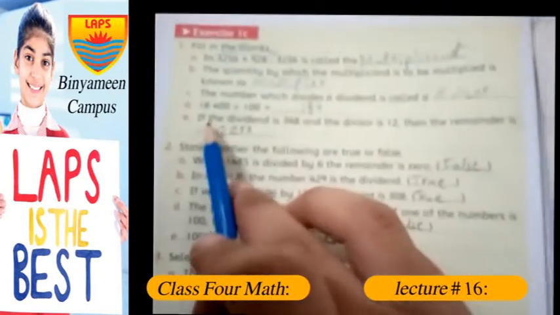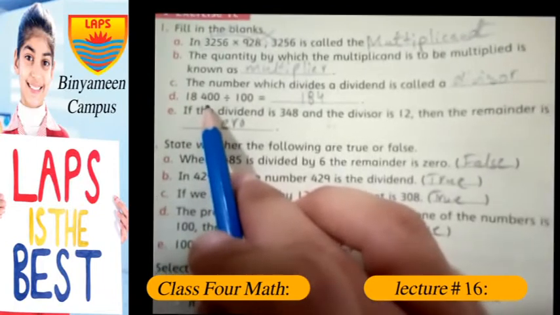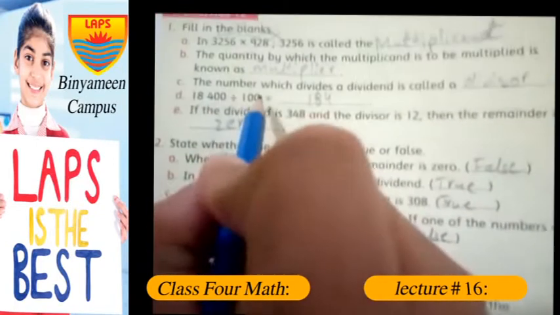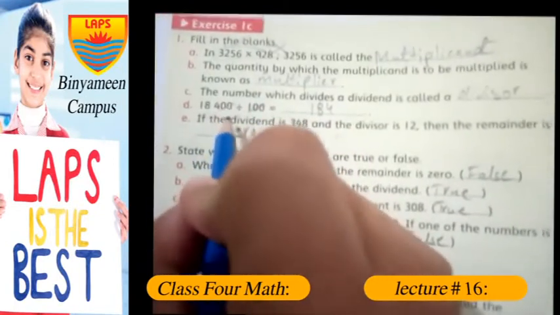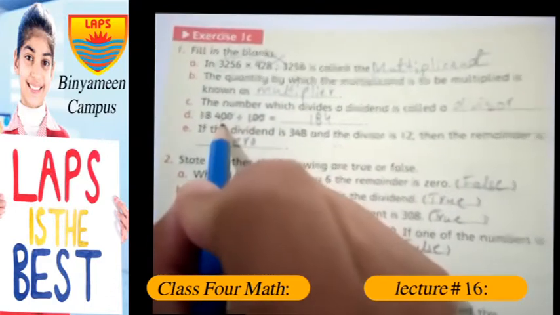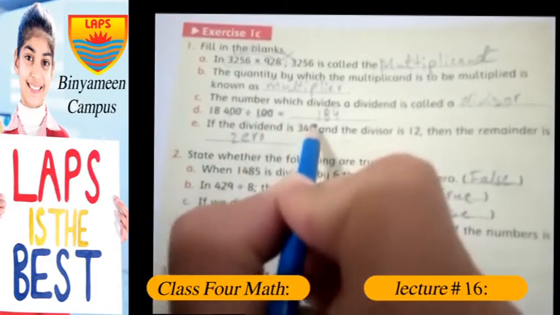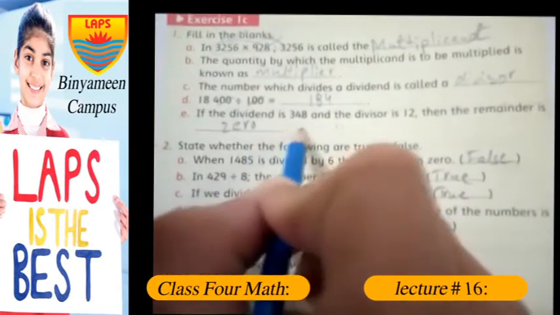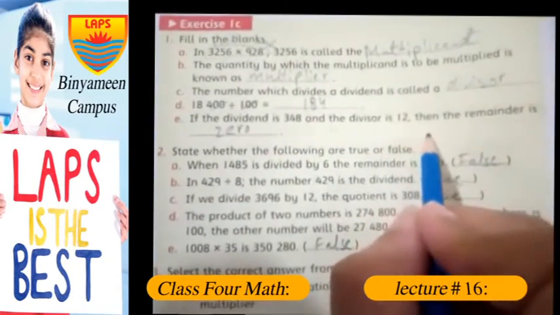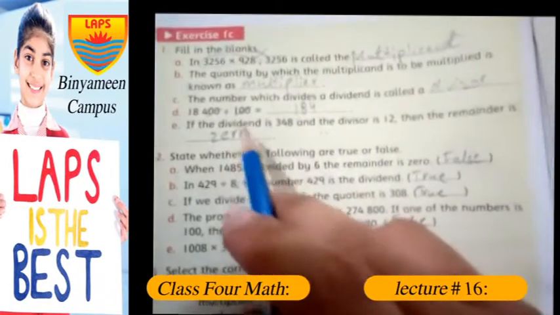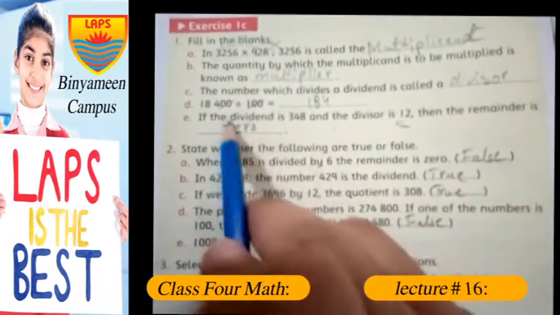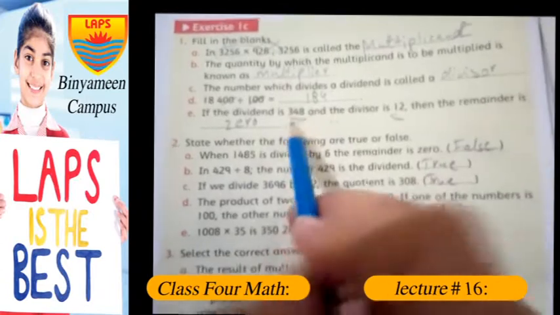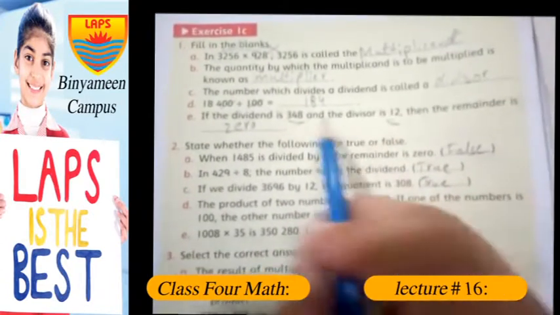So the divisor, and if we divide this value 18,400 by 100, then both the zeros will be cancelled, you can divide 18,400 by 100 and the answer will be 184. If the dividend is 384 and the divisor is 12, then the remainder is 0, because 12 divides this value completely without leaving any remainder.